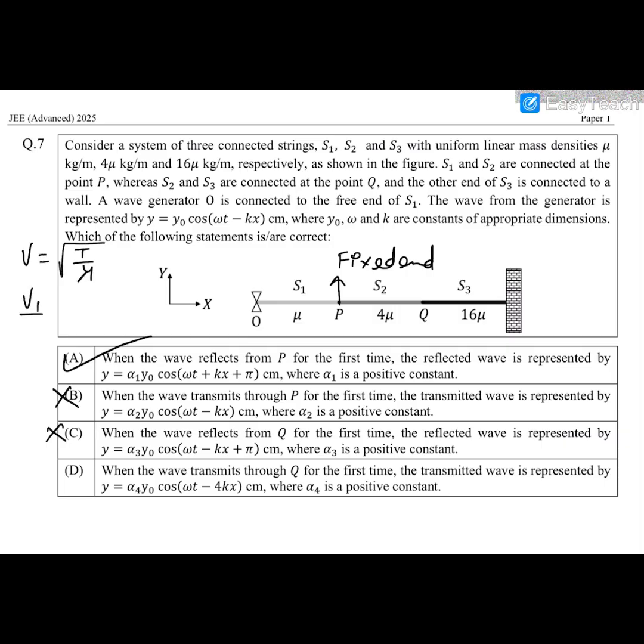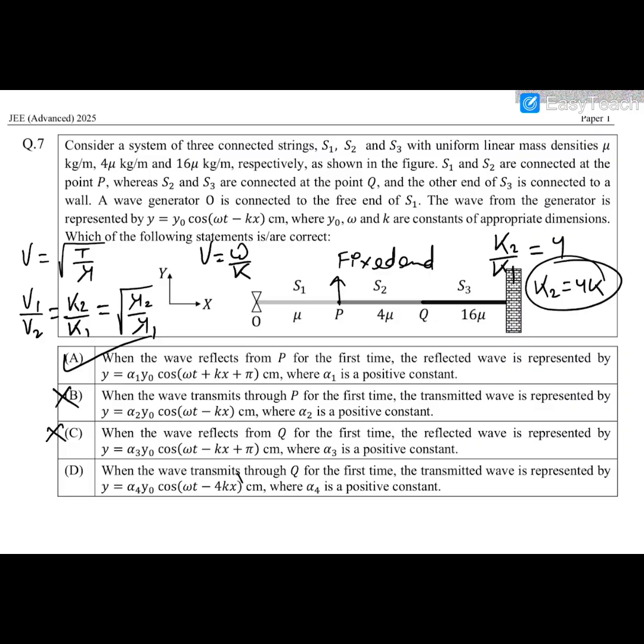So v1 by v2 will be equal to k2 by k1, because we know that v is equal to omega by k, and this will be equal to under root of mu 2 by mu 1. So we can say that k2 by k1 will be equal to 4, because mu 2 by mu 1 is 16, root 16 is 4, and k2 will be 4k. So the propagation constant of the transmitted wave in this string will be 4 times.